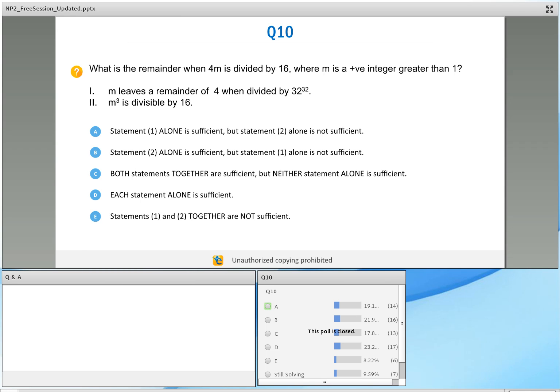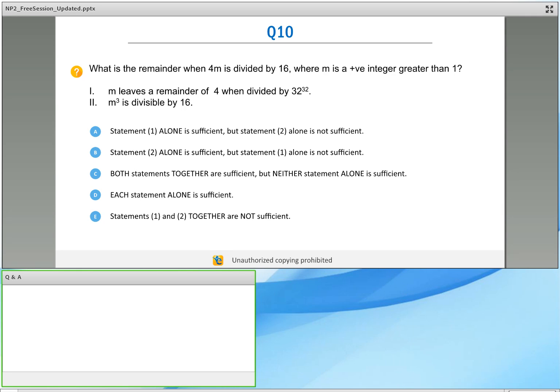And again, in this we got more of a split jury. That is great. Choice A was popular, B was popular, so was C. D was rarely popular, and E also got some love. And a few people were still solving, so that's wonderful. So we're going to hold this, and then let me bring my video back.